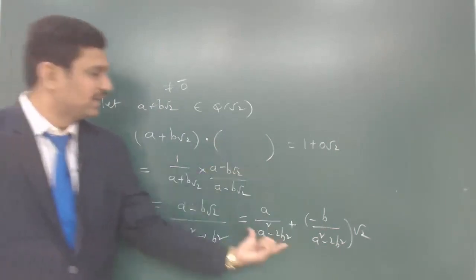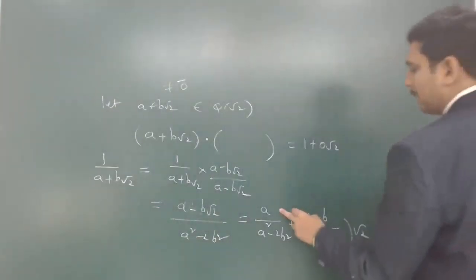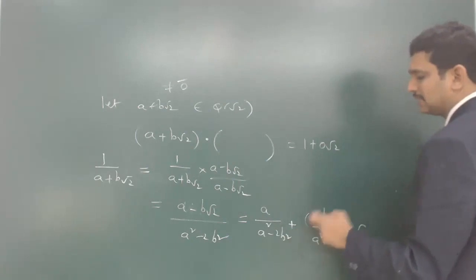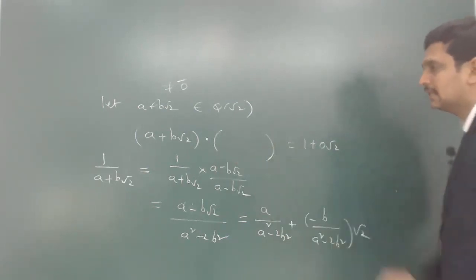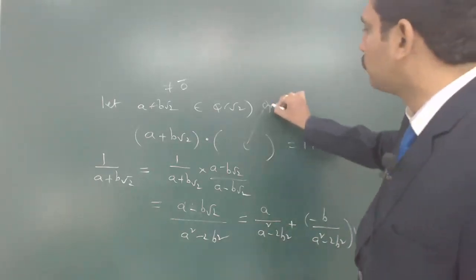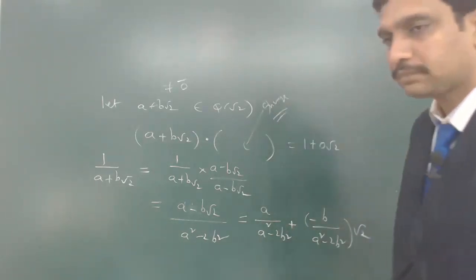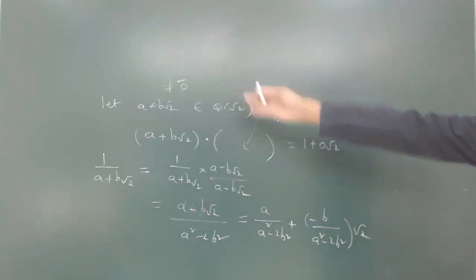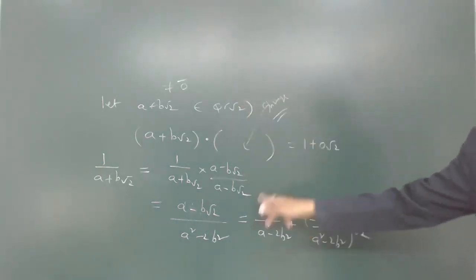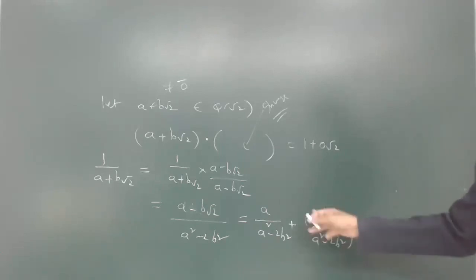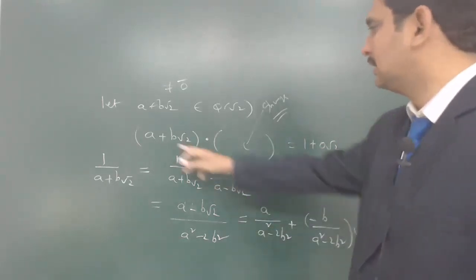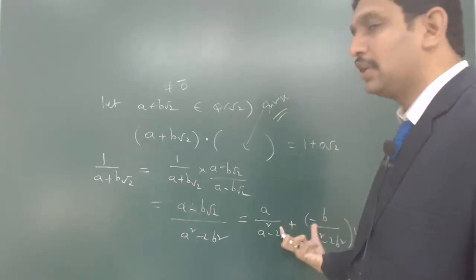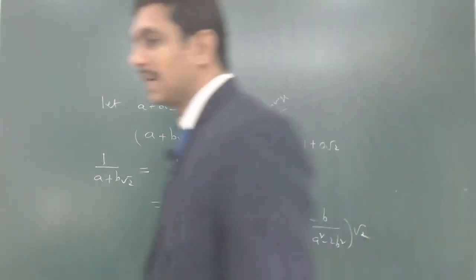Therefore, here we consider this value: a by a square minus 2b square, plus minus b by a square minus 2b square, times root 2. We take this value here, and this is the inverse of a plus b root 2. Since a and b are rational numbers, this part is also nothing but a rational number. By default, it comes. Hence, you can cross verify that multiplying a plus b root 2 with this value will give 1 plus 0 root 2. You can easily verify that.